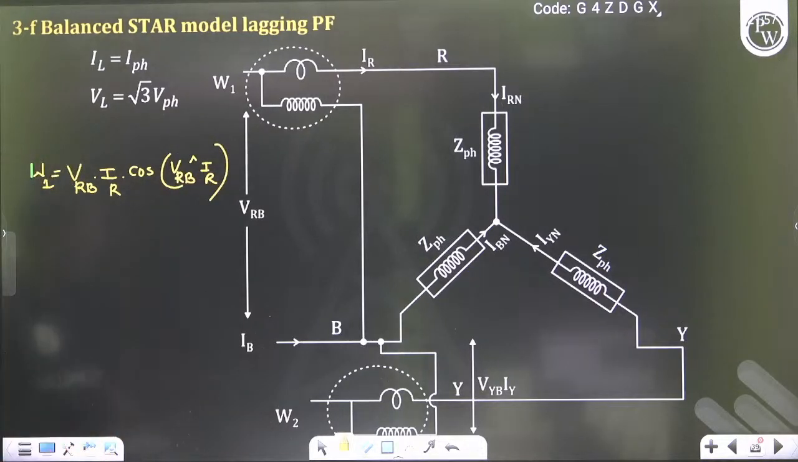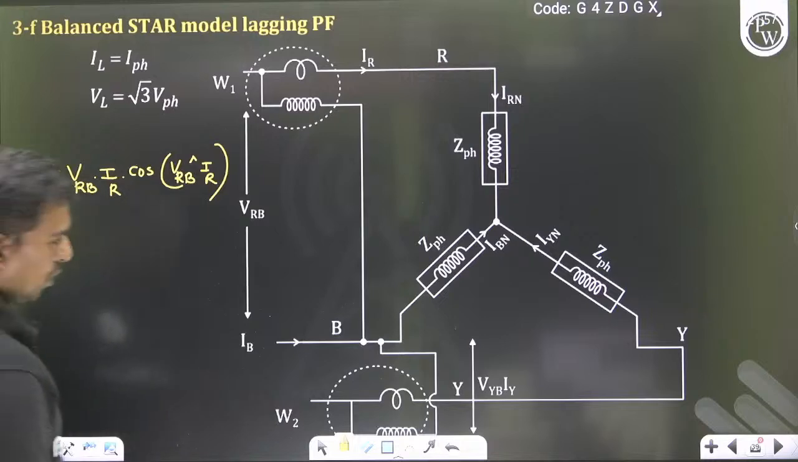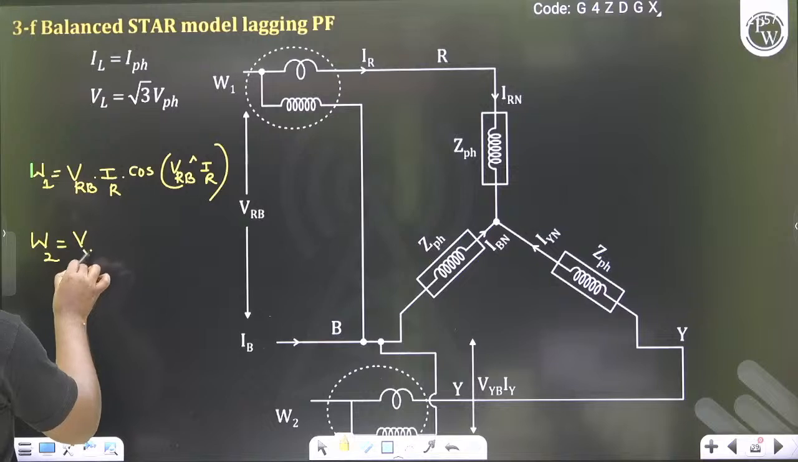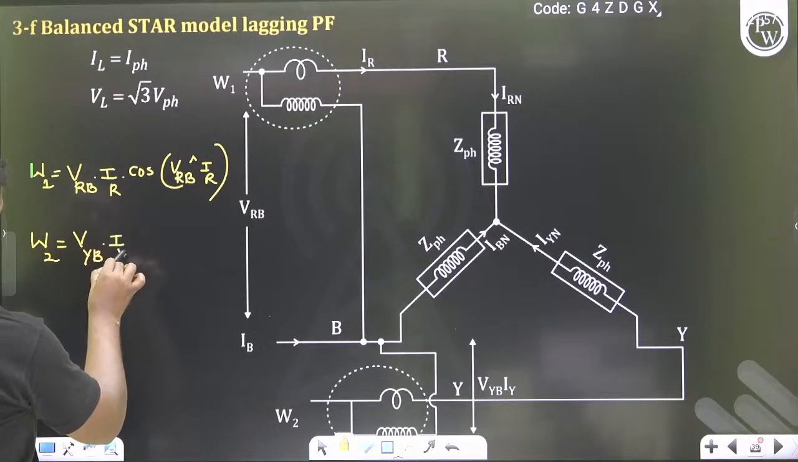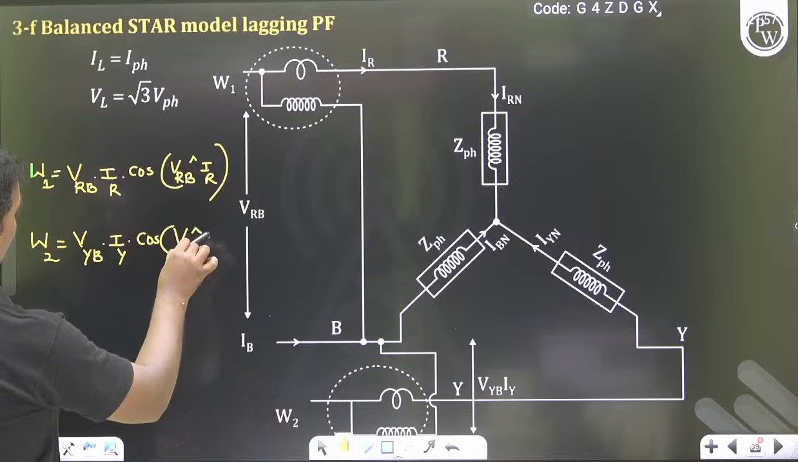Similarly W2 क्या होगा? Potential coil is connected between Y and B. So VYB, IY and cosine angle of VYB and IY.